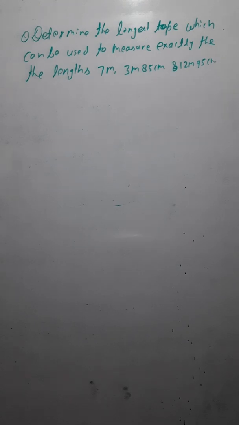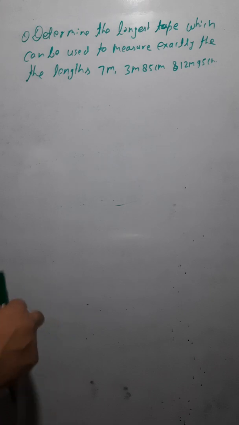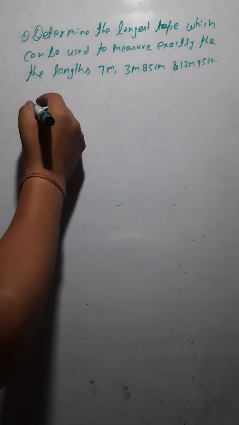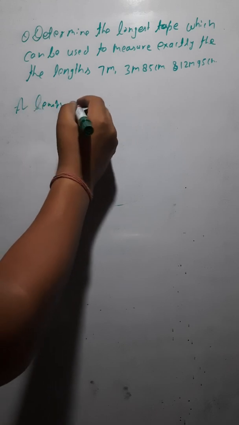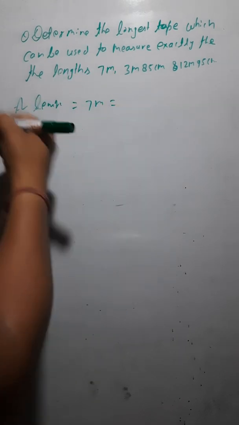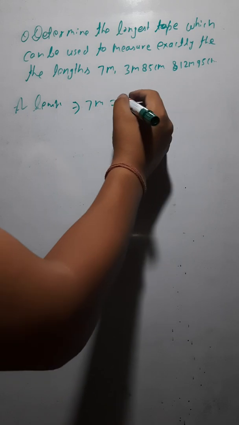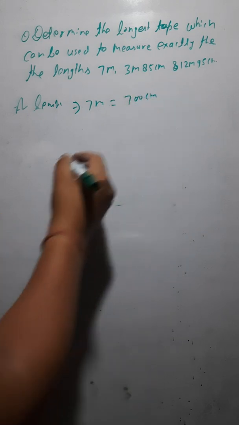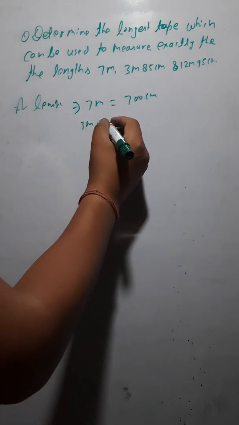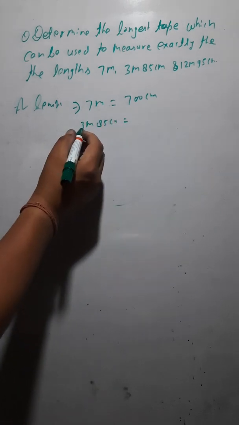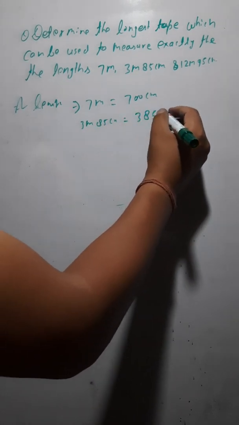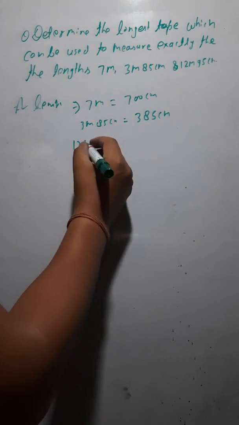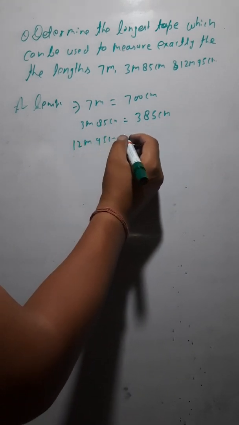Okay, the greatest length of the tape that is required to measure all these three lengths. First of all, because the unit is not the same here, we would make it the same. So what are the lengths here? First is 7 meter, so change it into centimeter, so it would be 700 centimeters. Second one is 3 meter 85 centimeters, so in 3 meter you have 300 centimeters, so 385 centimeter.